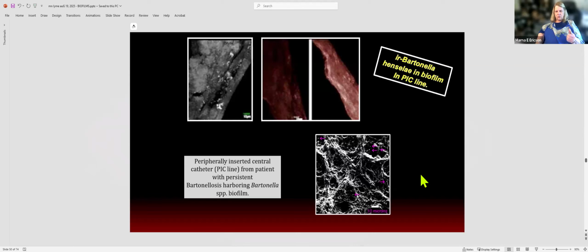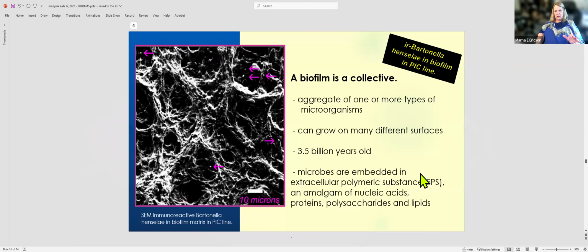And what you'll see, I always try and show these more than one way, just to make sure I know what I'm looking at. This is a great picture of Bartonella biofilm. Like I said, it's an aggregate. It can grow on a lot of different surfaces. If you have a boat, you just look on the outside, you'll see that nice biofilm on the edge where the water hits the boat. They've been around for 3.5 billion years, and they are embedded in what's called an EPS, extracellular polymeric substance. And that substance comes from the Bartonella, and it comes from the host as well.